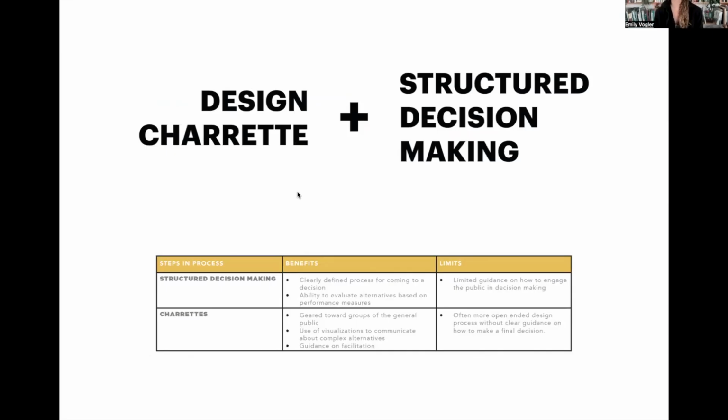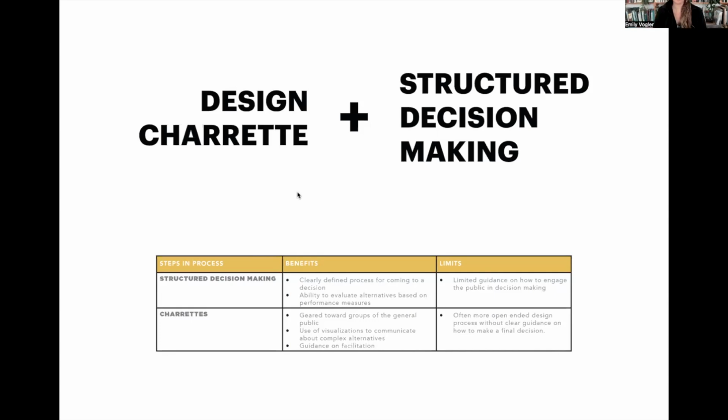So this method that we developed really brought together the background that I come from within landscape architecture of design charrettes, right, which are these creative brainstorming workshops. And then structured decision making, which is an environmental decision making process. And what I found in bringing these two methods together is that the benefits of one method actually help to counter the limits of the other.